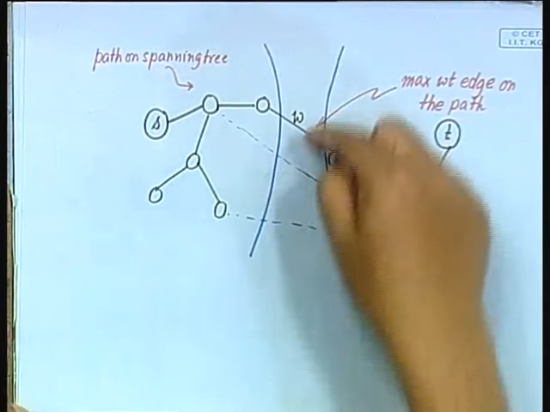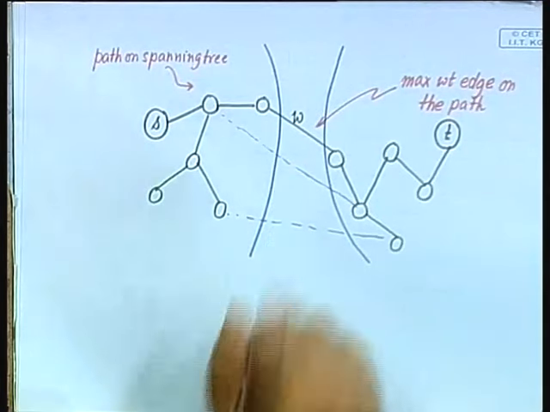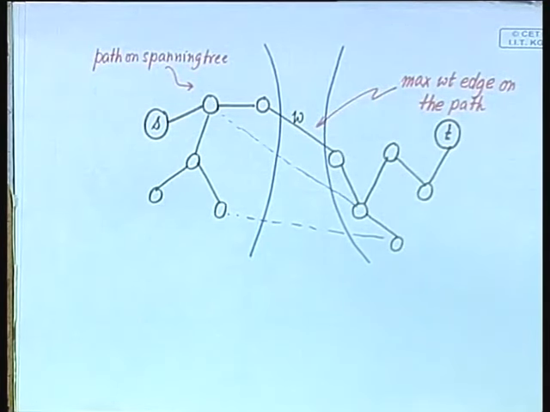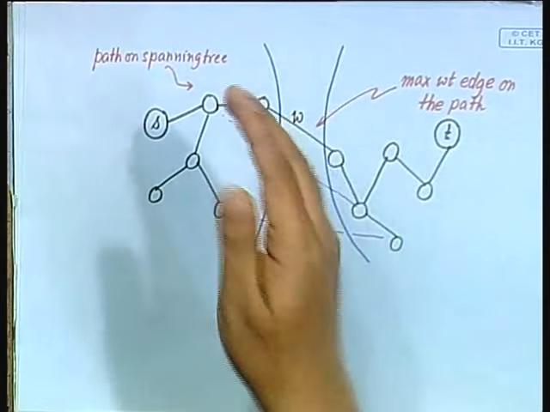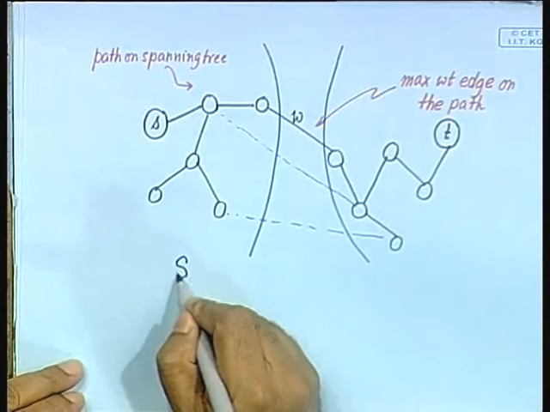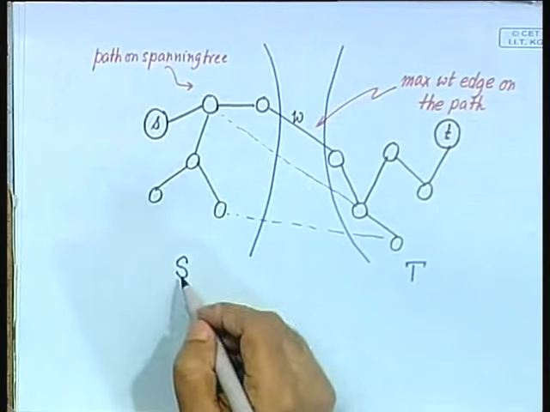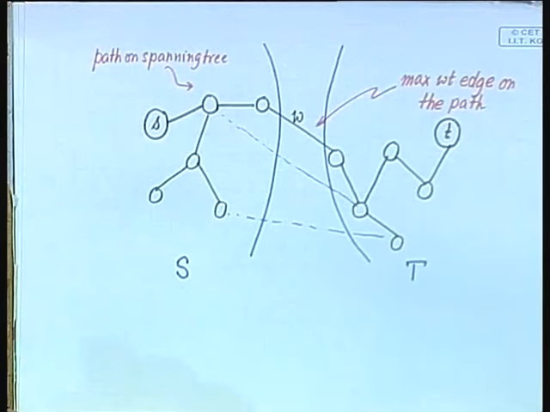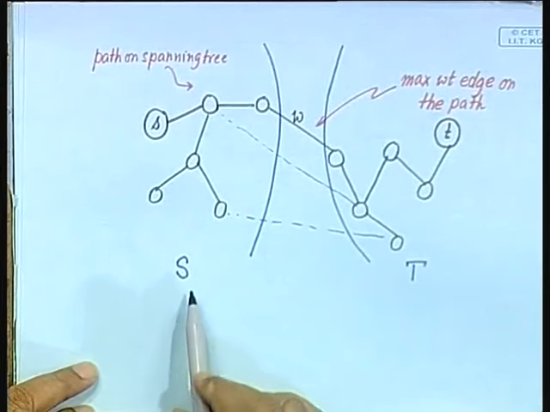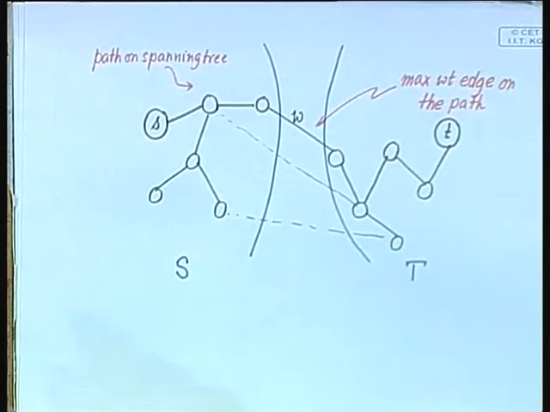So, if you take out W and put in any of these other edges, you will get another spanning tree, right, because when you remove the edge W, the set of vertices in the spanning tree get separated into a set S and a set T. Now, if you add any edge from a vertex in S to a vertex in T, it will reconstruct the tree, and you will get another spanning tree, right.